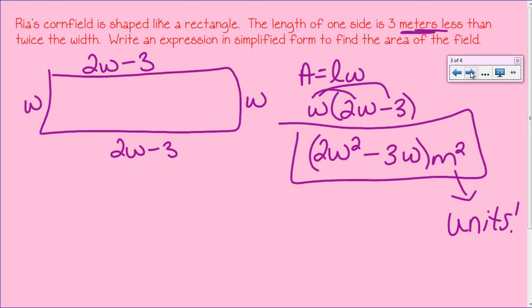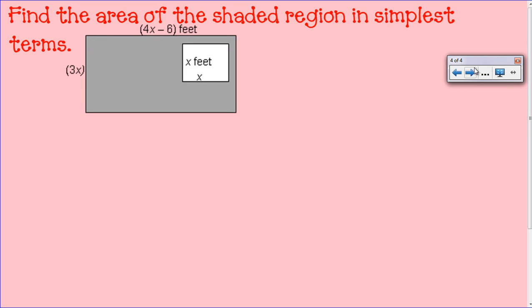Okay, so let's do another one. So now we're going to find the area of the shaded region. So let's think about what that means. Way back in 8th grade, when you did area of shaded regions, what you did was you found the area of the whole thing and subtracted the area of the part. And that gave you the shaded part. So that's what we're going to do. We're going to find the area of the whole big rectangle, and then we're going to find the area of the little bitty rectangle, and then we're going to subtract them. So let's do the whole first.